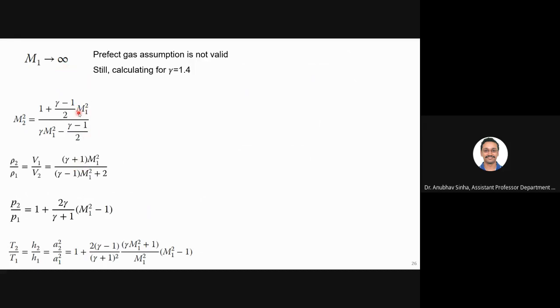If we use that limit, I will get M2 equal to the square root of (gamma minus 1) by 2 gamma. Basically this is what will be remaining. See, M1 is infinity, so this term will be 0, this is 0, and so this will get cancelled. I'm remaining with (gamma minus 1) by 2 divided by gamma, and under the root. Now if you substitute gamma equal to 1.4 here, this quantity will become 0.378. This is for M2.